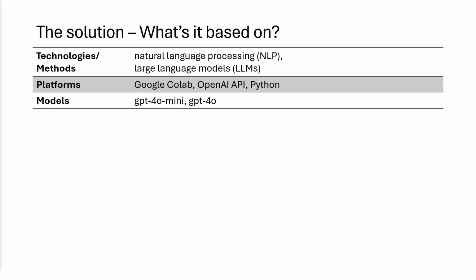So the solution is based on AI technology that we use to automate these employee quarterly evaluations. We are working with natural language processing, NLP, and large language models, LLMs. And we use these to analyze both open text self-reflections and also to analyze structured performance data, which consists of both open text values and numeric values. The entire process runs on Google Colab using Python code to interact with the OpenAI API.